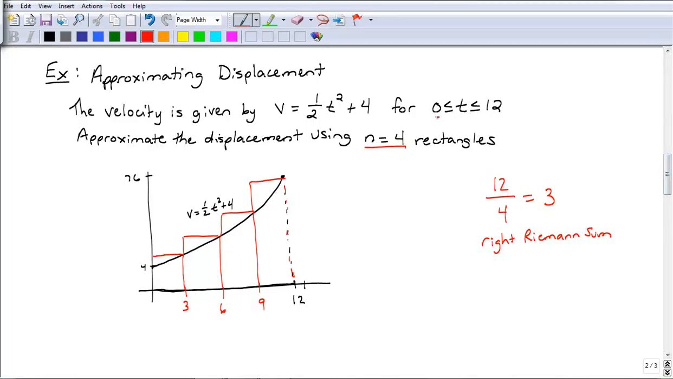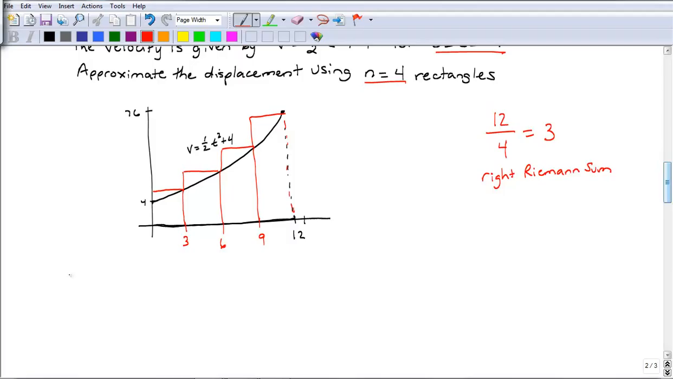So I figured out that I had 12 spaces to work with on the x-axis, and 4 rectangles means each rectangle has a width of 3. So now I have my rectangles drawn. To approximate the displacement, I just find the area of each one and add it together. That will be an approximation of the displacement. Since all of the area is above the x-axis, it will be positive. Well, let's look at the rectangles.